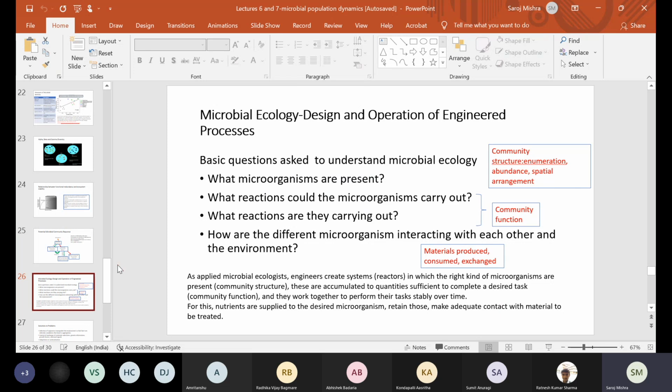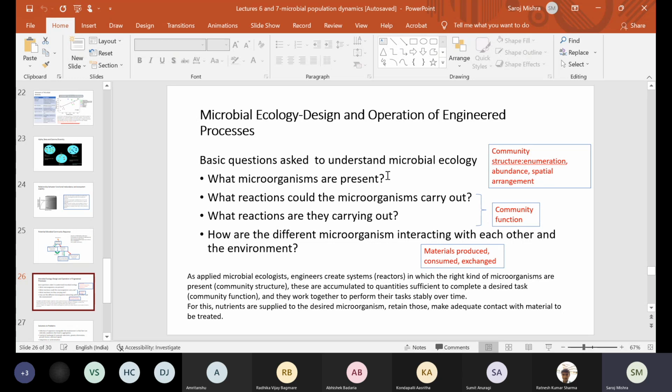All right. So now, before we leave the topic of microbial ecology, let me just tell you, as an engineer, that your job is to design and operate the engineered processes. As a process design engineer, what do I learn from microbial ecology and how can I implement it to find solutions? The basic question you are going to ask as a process engineer is what microorganisms are present in this microbial community so that I can use them to my benefit.